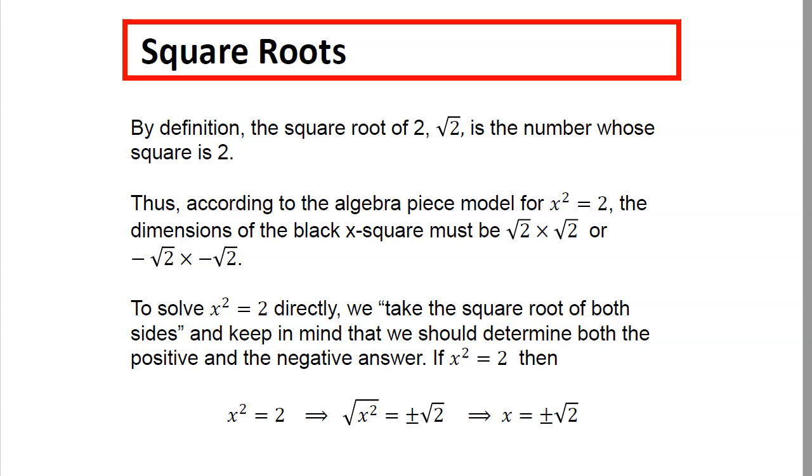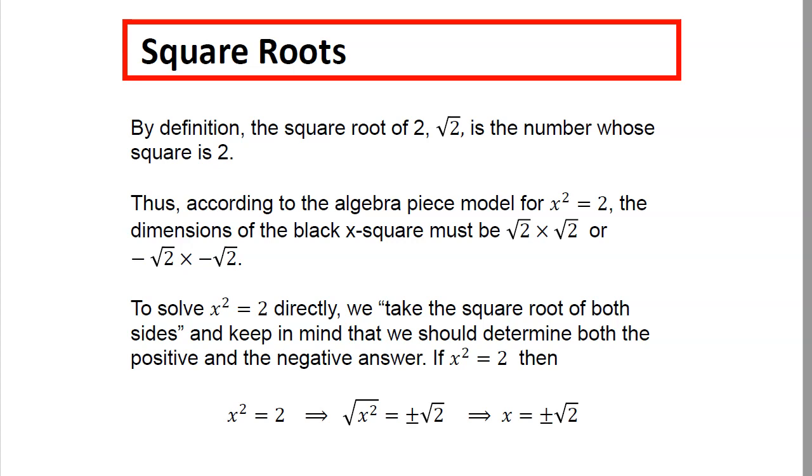By definition, the square root of 2, which we write as the square root of 2, is the number whose square is 2. Thus, according to the algebra piece model for x squared equal to 2, the dimensions of the black x squared must be the square root of 2 times the square root of 2, or negative the square root of 2 times negative the square root of 2.